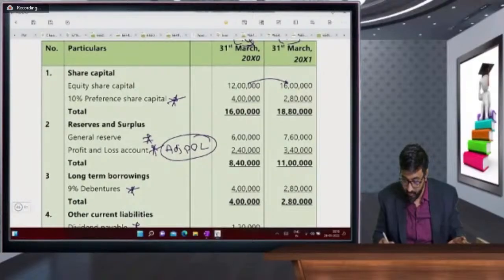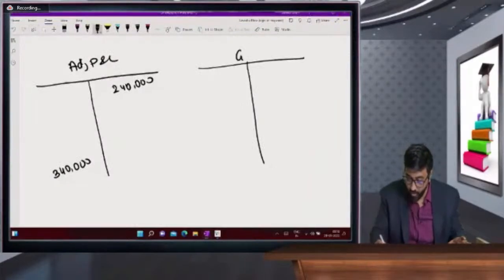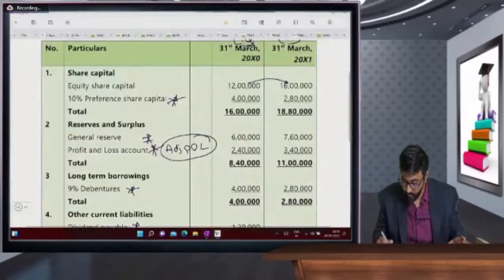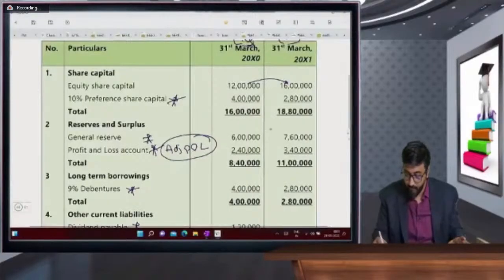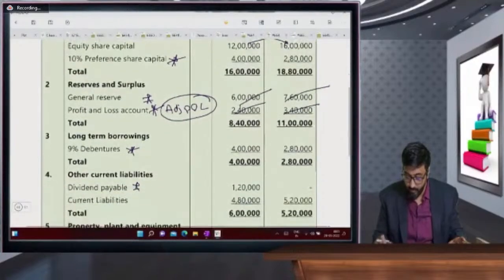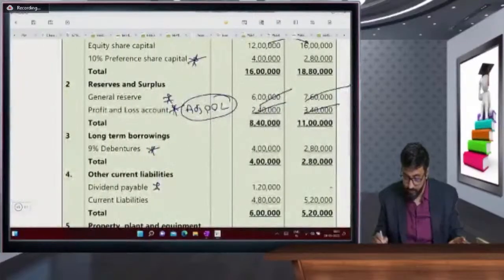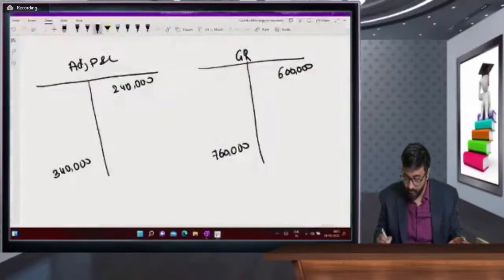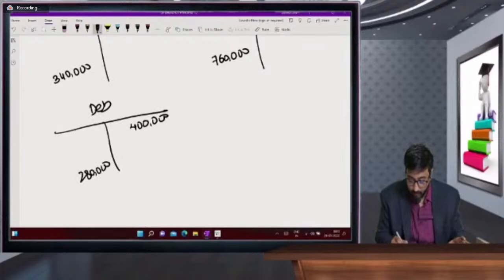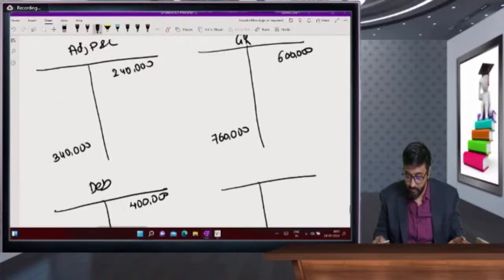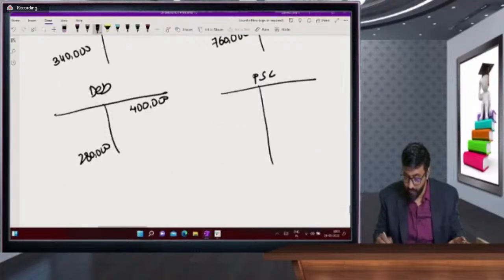Adjusted P&L account and general reserve also, by balance brought down 6 lakhs and 7 lakhs 70,000, 7 lakh 60,000. Then debentures, credit plus debit minus 4 lakhs and 2,80,000, and even preference share capital we are going to open.